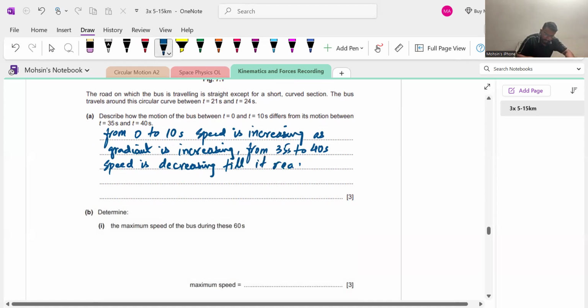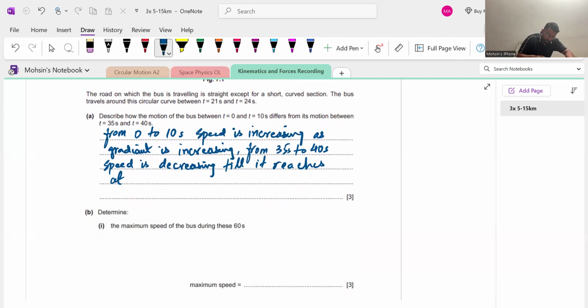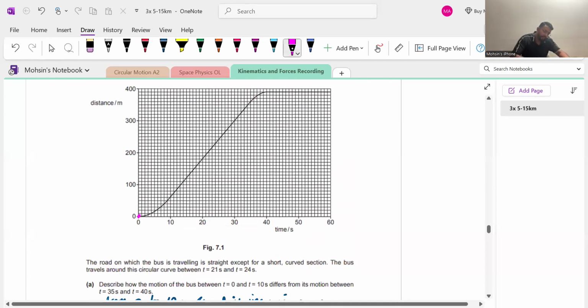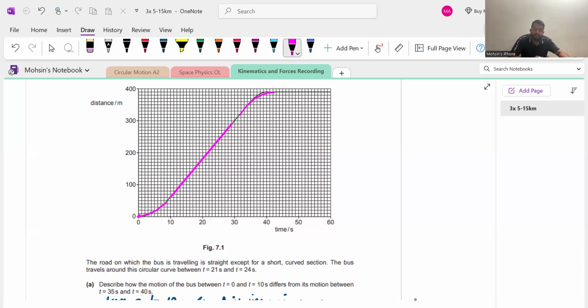till it reaches zero. Determine the maximum speed of the bus during these 60 seconds. So for maximum speed, remember that you can see here the speed is increasing and then there is a straight line which is showing that the speed is constant and then the decreasing gradient. So the speed will decrease. So during this straight line, like in the starting, the speed increased. Now it is constant. After this, it will decrease. So in this region, we will have the greatest speed because after this, the speed will decrease.